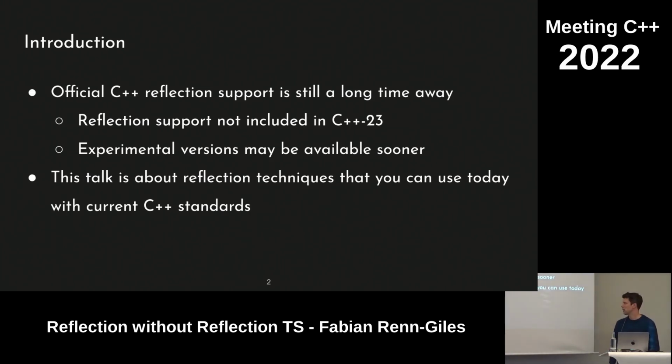So we need to deal with what we have right now. This talk is about reflection techniques that you can use today with current C++ standards. I'm also not going to talk about tooling. There are many ways you can get reflection today by using stuff like GCC XML or libclang. This is not what this is about. This is just inside of C++ with C++ compliant code.